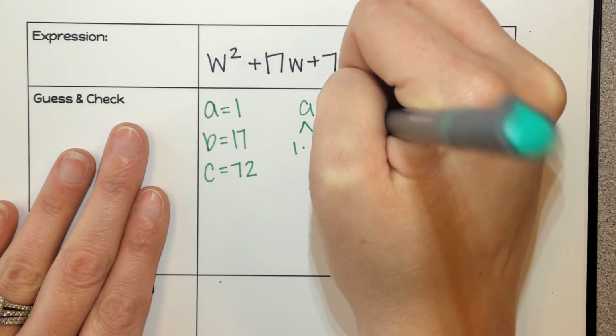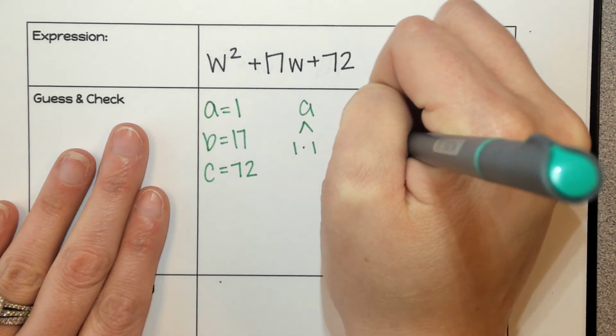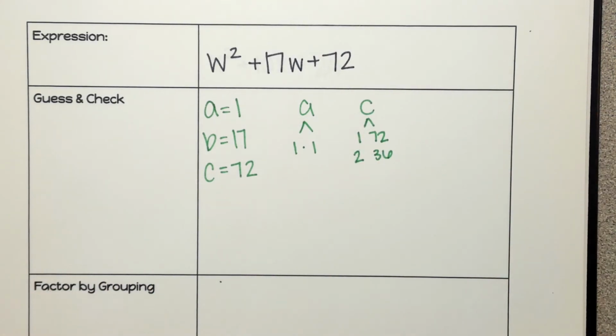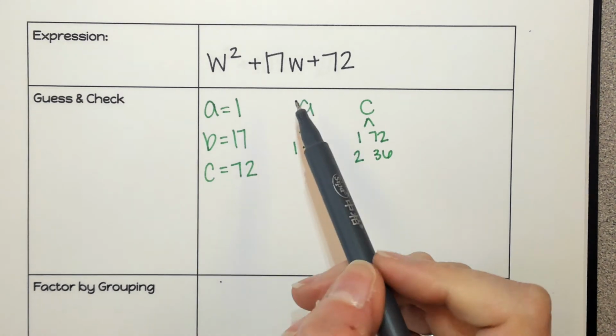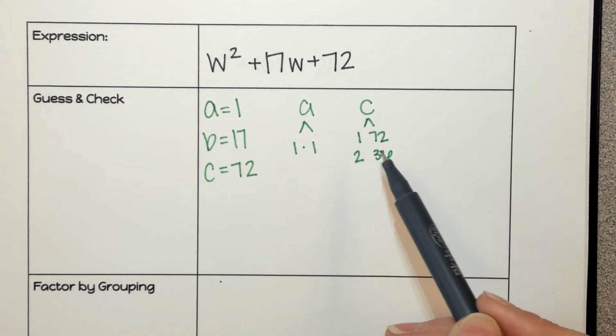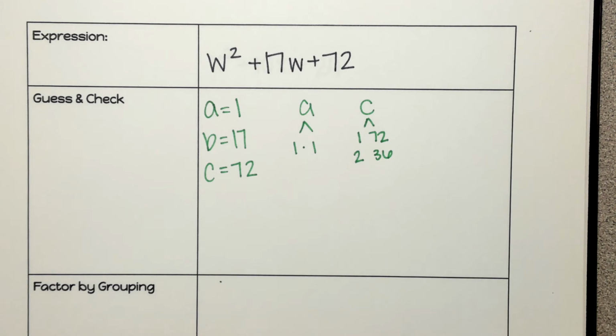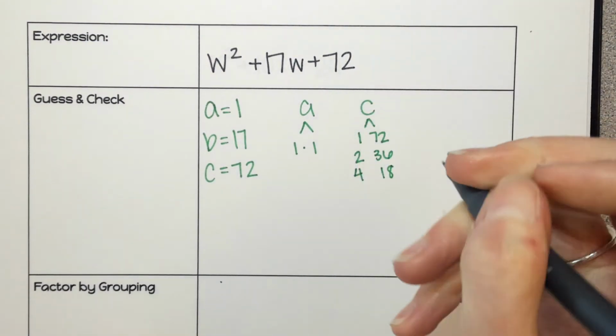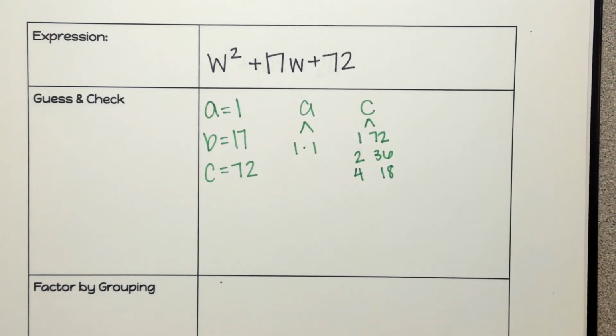And C, we can do 1 and 72, 2 and 36, and then you can keep going, but one way to narrow down our options is we need the numbers to add together to get 17. So 1 and 72 can't give us a 17, 2 and 36, 3 is probably not going to help us very much. We can do 72 divided by 4. And so that's going to get us closer. That gives us 4 and 18. So that could give us something closer to 17.